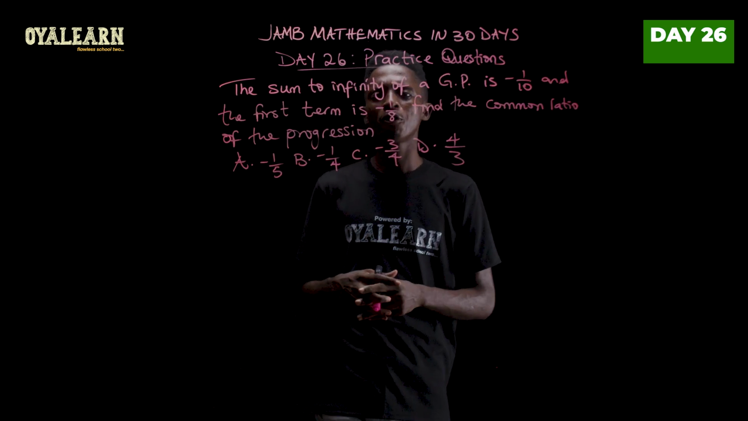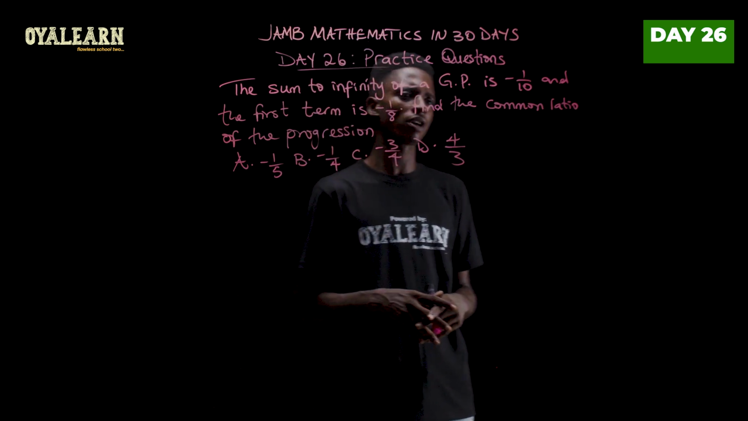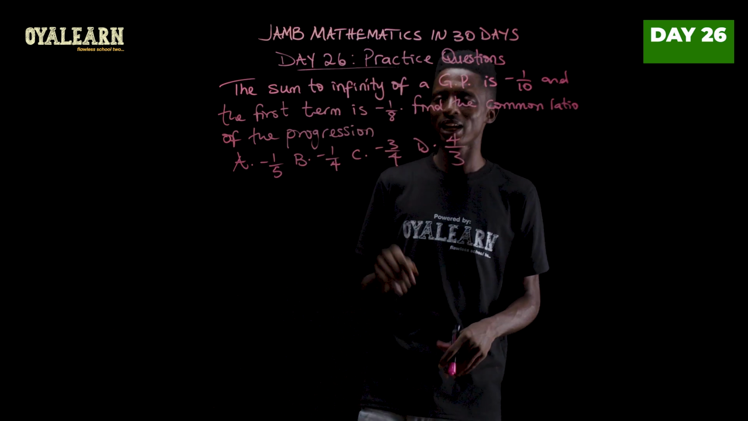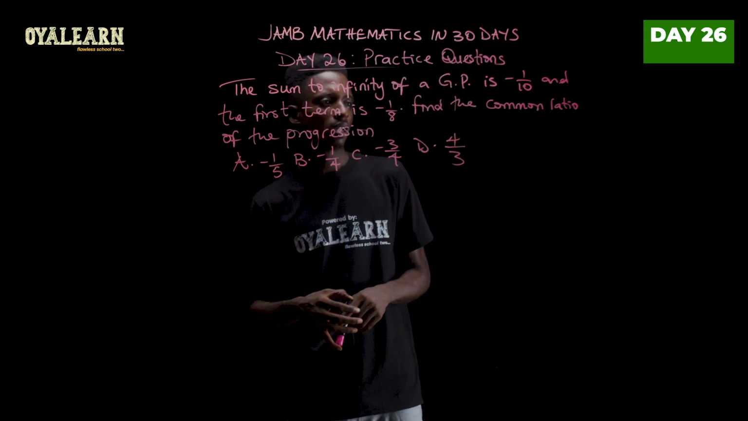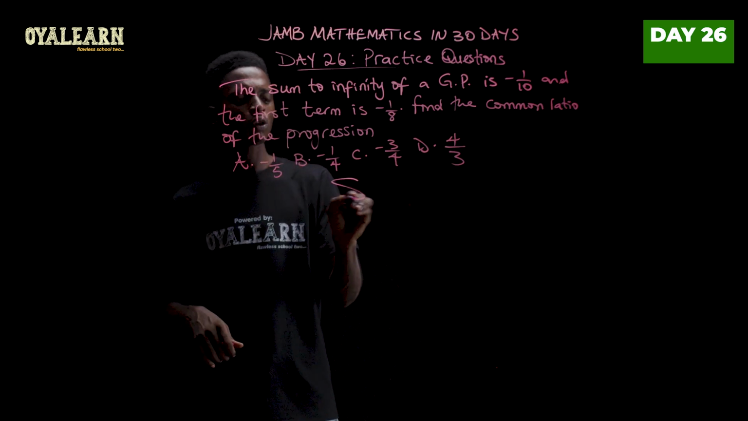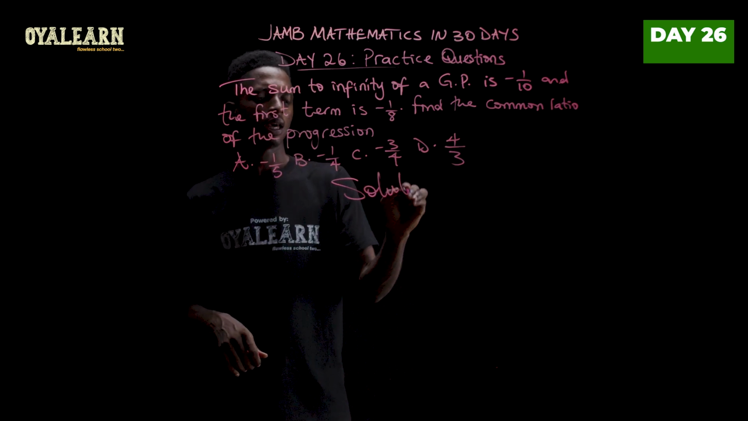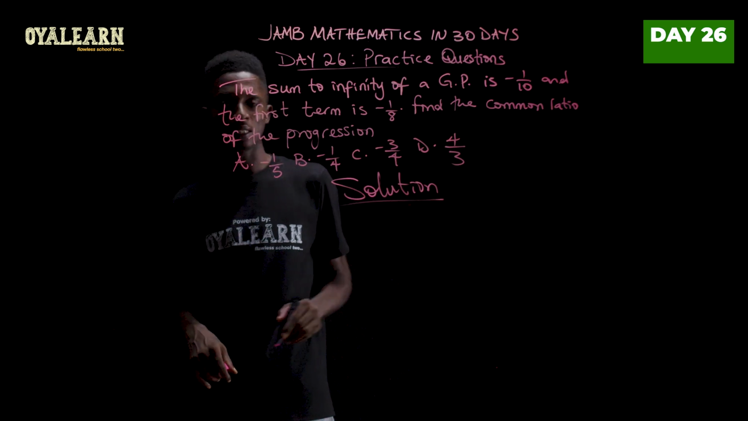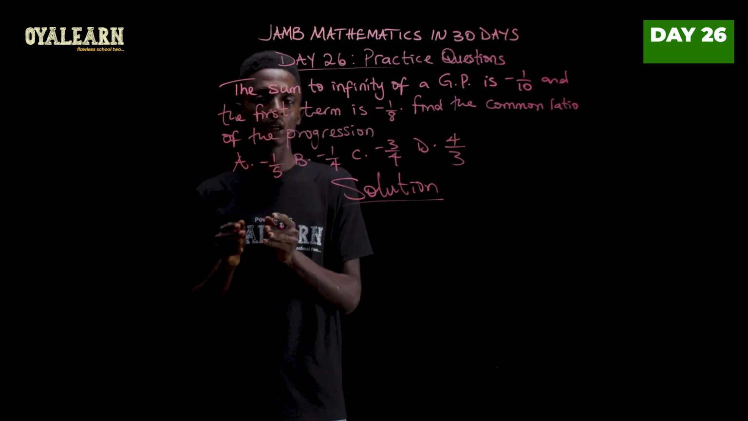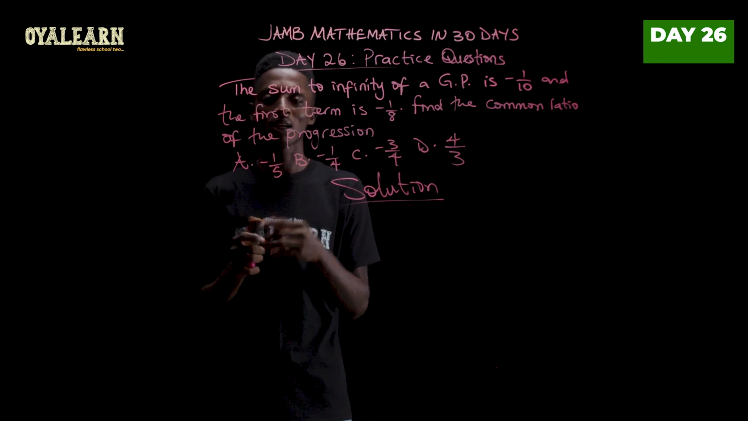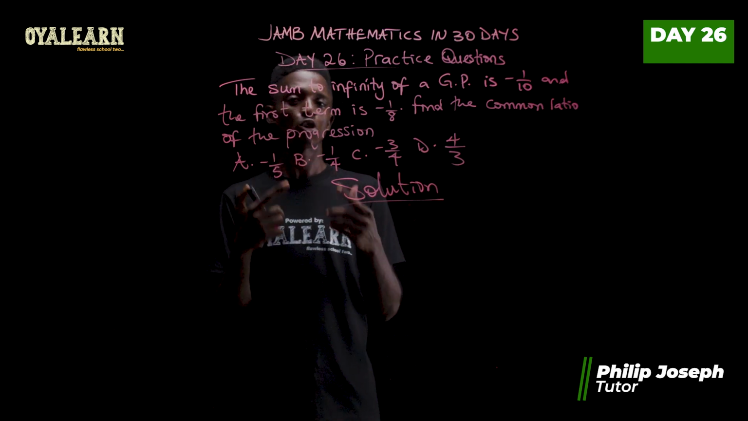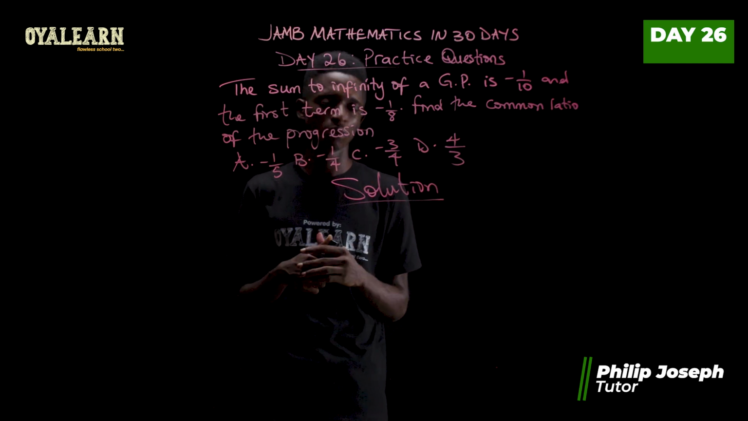The sum to infinity of a geometric progression is negative 1 over 10, and the first term is negative 1 over 8. Find the common ratio of the progression. Now, when you're working with GP and you're finding sum to infinity, you know that in this case, your common ratio has to be a negative number. You cannot have a positive number as your common ratio for you to be able to find the sum to infinity. That's one of the rules there though.